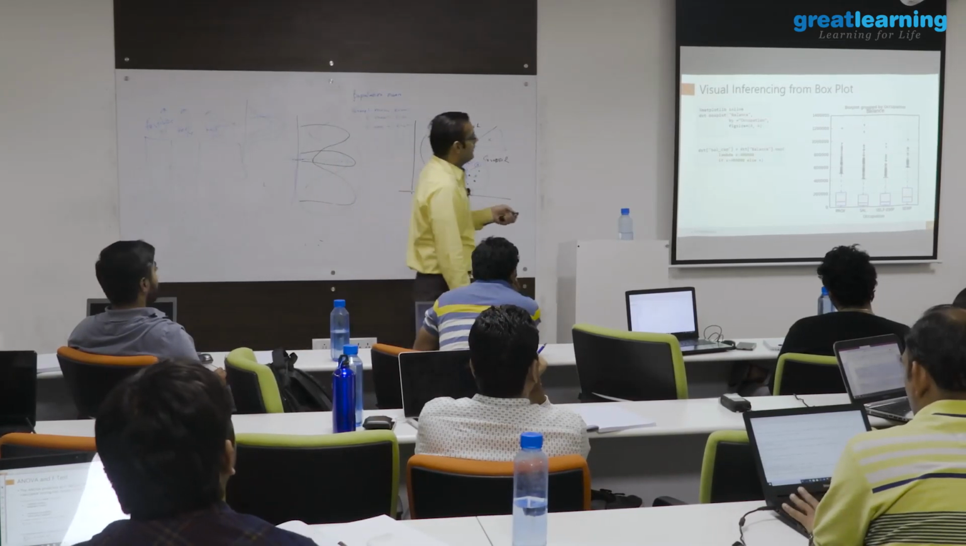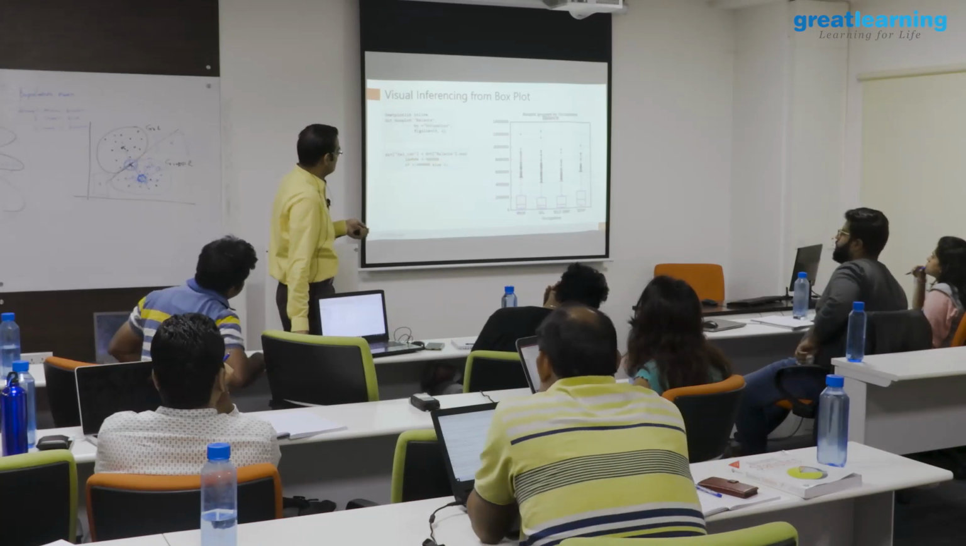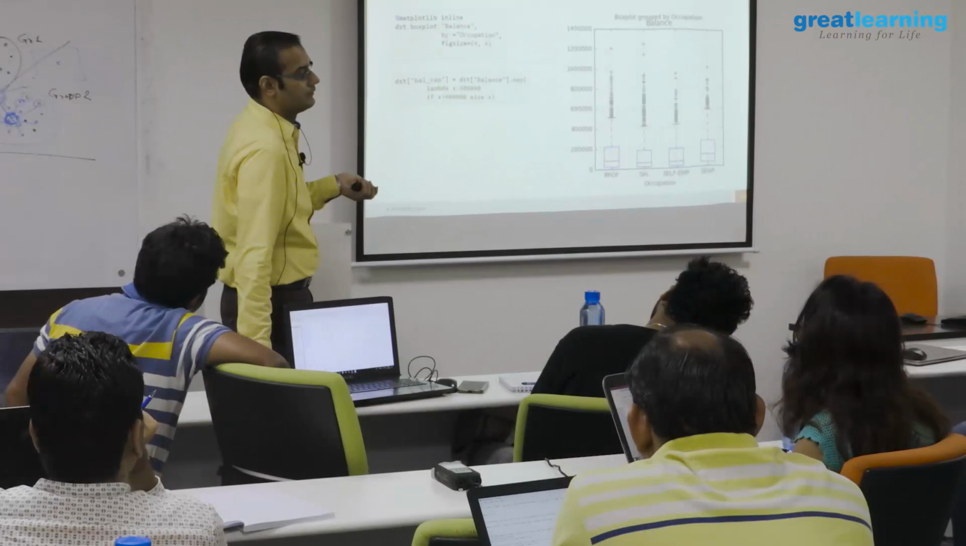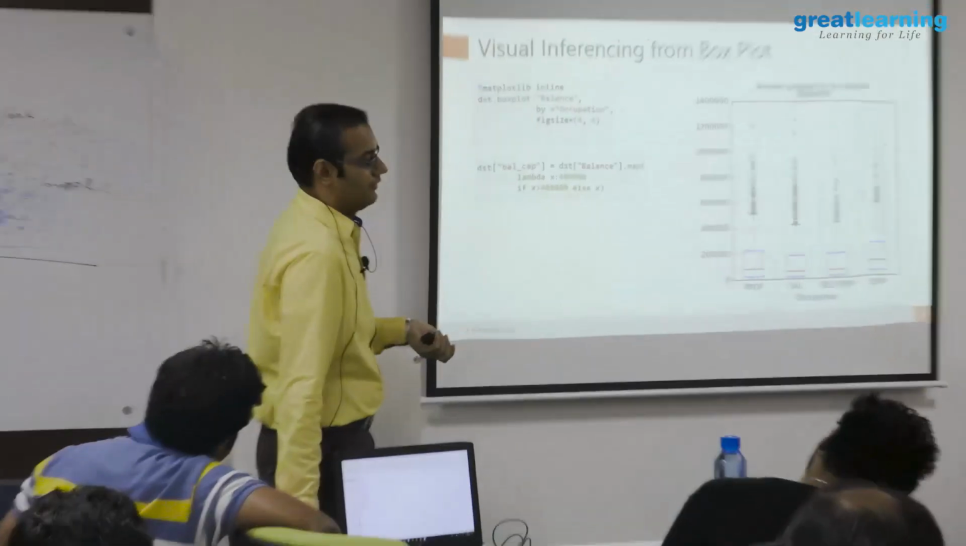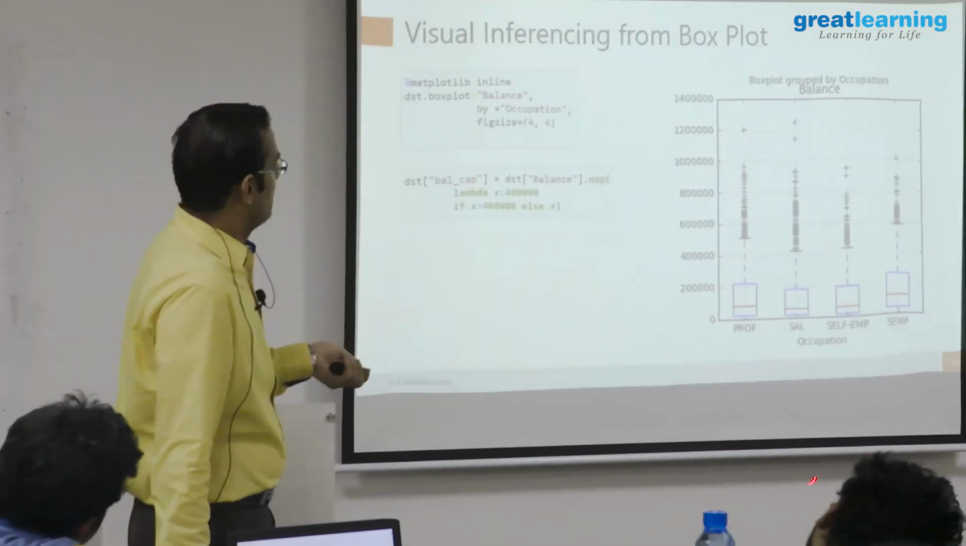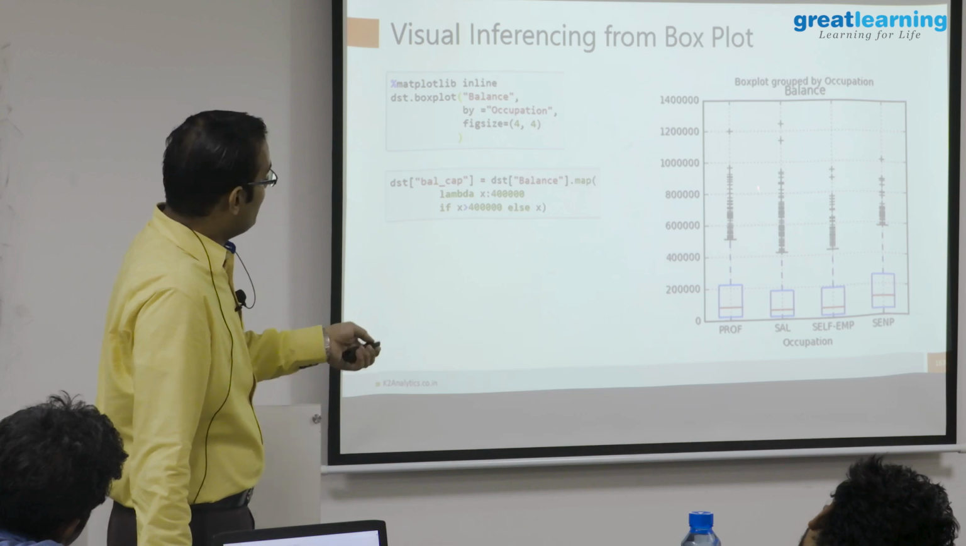Visually inferencing the data, I made a box plot. Again, from visual inference, it is very clear that there is unequal variance. I need not even go to a Bartlett test. From visual inferencing also, you see there is more scatter, more scatter, more scatter. Again, there are outliers.